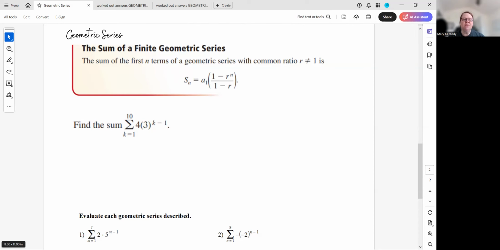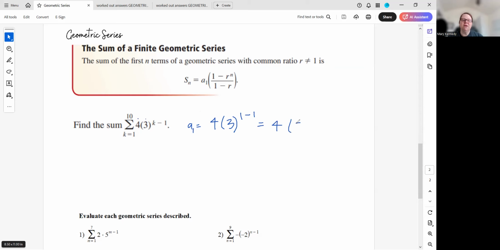And so we can see that this is the first term times the ratio to the k minus 1 power, right? So just think about that. Even with this, if we plug in, we want the first term. We could put n as 1, right? A sub 1. So we replaced the notation of a sub n. So we put in a 1.